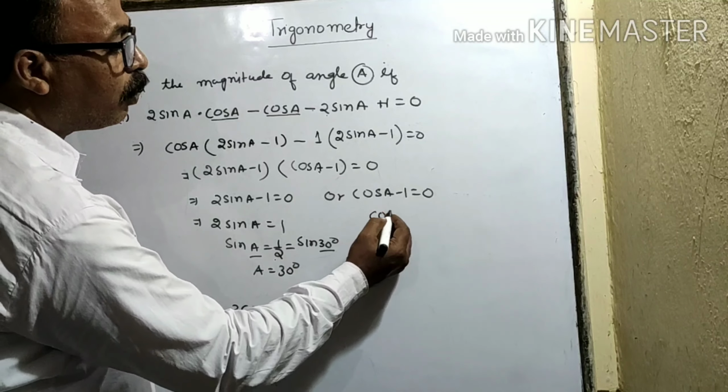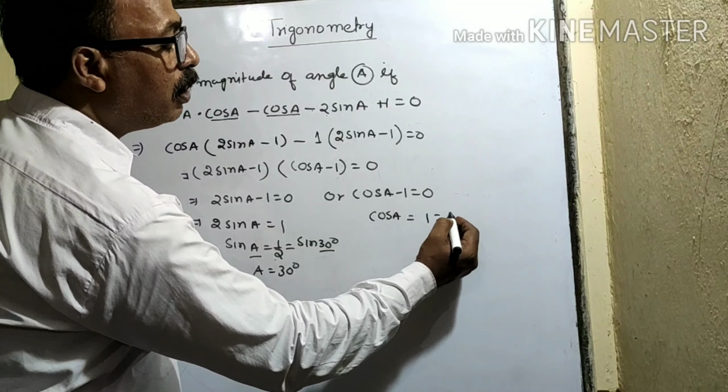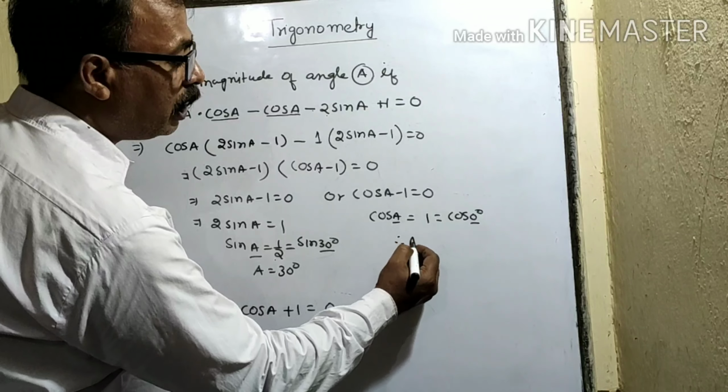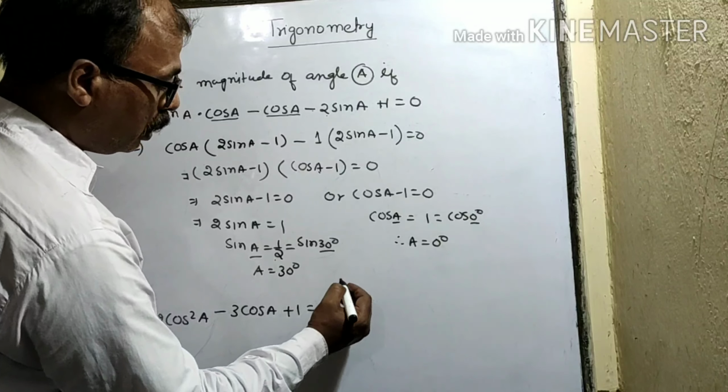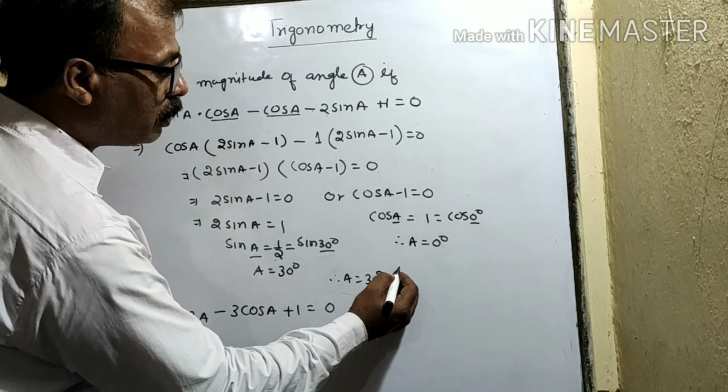Here cos A minus 1 will be shifted, and cos A is equal to 1 and cos 0 is 1. So A will be equal to 0, hence A will come out as 0. Hence your answer will be A is equal to 30 degree, 0.